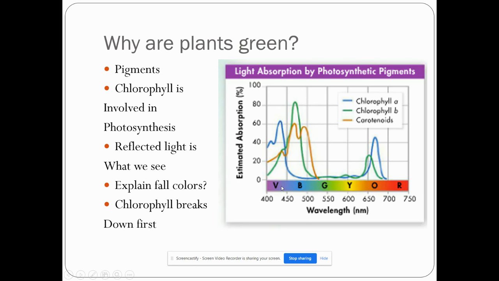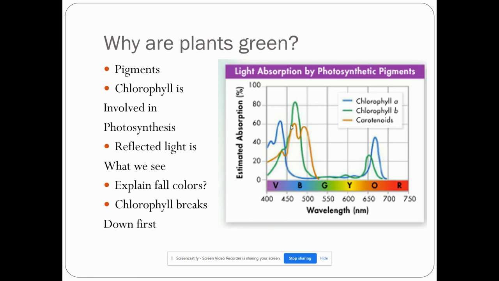Okay, and these lines here are showing two types of chlorophyll, A and B, and we're not going to worry about which one's which. Okay, and then some other pigments, carotenoids, but they show here the percentage of those wavelengths which are absorbed. So let's just look at the chlorophylls, the blue and green. We see high values here in the violet and blue part of the light spectrum.